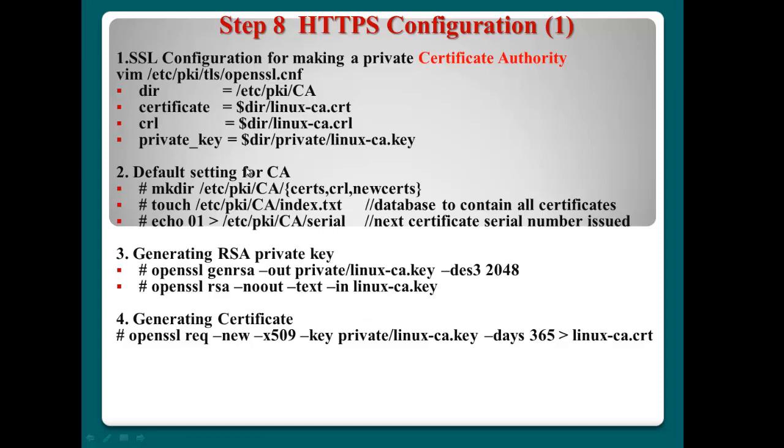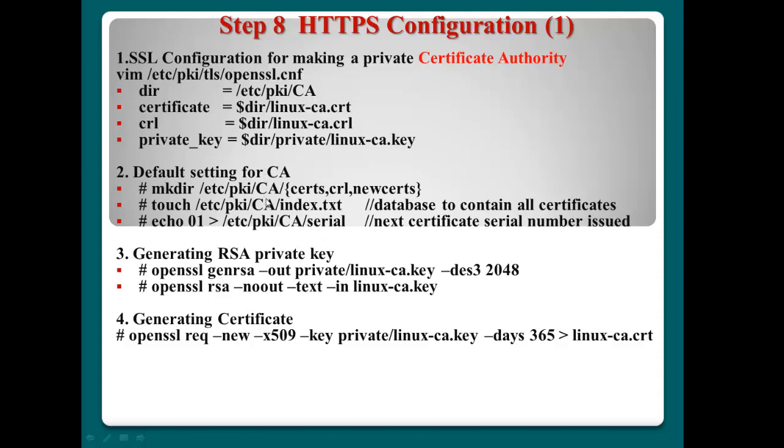From number 1 to number 5, this will be the configuration for making a private certificate authority. We call this one CA. So first you need to configure this file, openssl.cnf. Here, you only need to configure 4 or 5 lines like this. Number 2, default setting for CA. Here you need to make these directories: certs, crl, newcerts, and index.txt and serial.